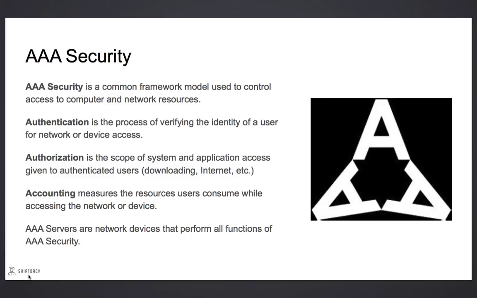Authentication is the process of verifying the identity of a user for network or device access. Authorization is the scope of access given to authenticated users for system and applications. This could be features such as downloading files or accessing the internet. Accounting measures the resources that users consume while accessing the network or device. AAA servers are common network devices that can perform all functions of AAA security.